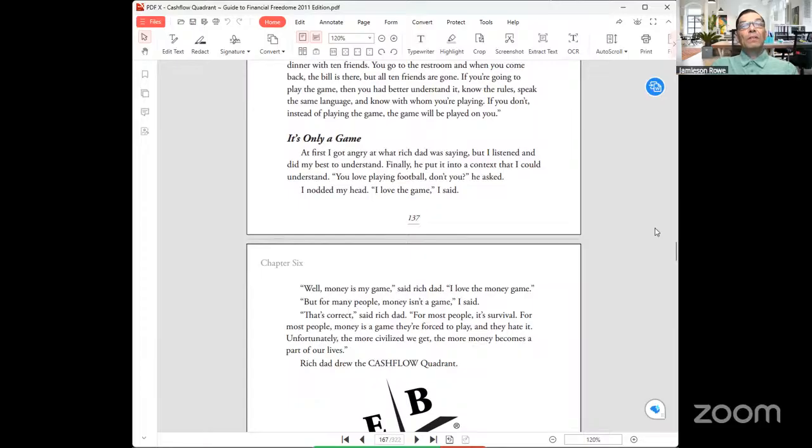See, emotions are coming in. You feel like you've been played and you don't know how you got played and you don't understand what you're missing. It's definitely an emotion that can just come up. The unknown is definitely a scary place, and one way to react to it is anger for sure. Finally, he put it into a context that I could understand. "You love playing football, don't you?" he asked. I nodded my head. "I love the game," I said.